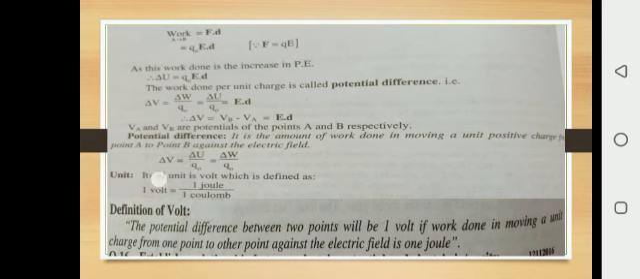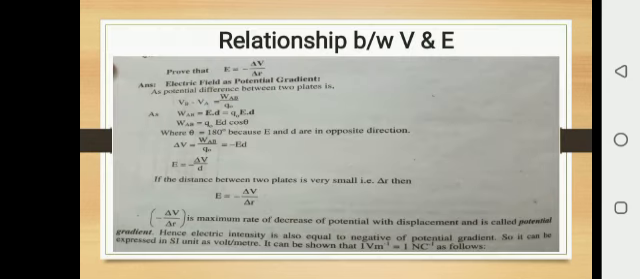The potential difference between two points will be 1 volt if work done in moving a unit positive charge from one point to another point against the electric field is 1 joule. Or you can say the potential difference between two points will be 1 volt when 1 joule of work is done in bringing a unit positive charge of 1 coulomb from point A to B. Our definition is written here. Important definition.